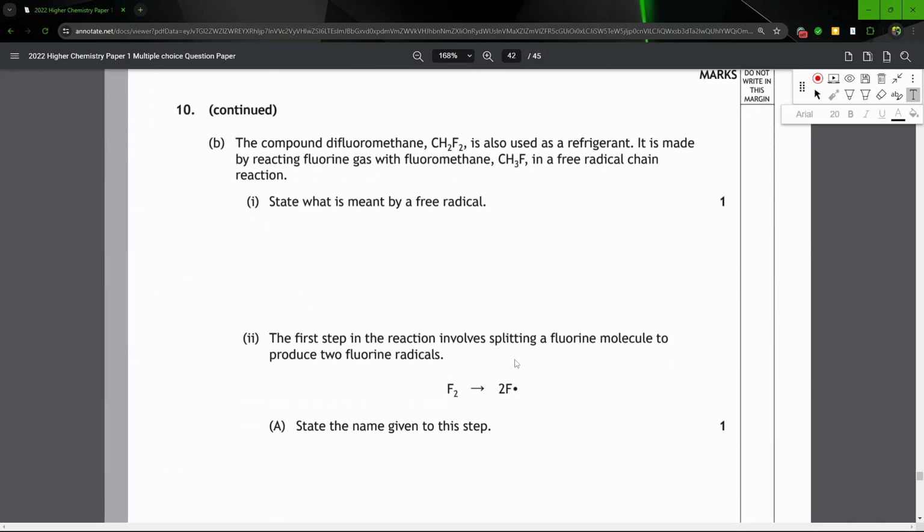Difluoromethane is also used as a refrigerant. It is made by reacting fluorine gas with fluoromethane in a free radical chain reaction. State what is meant by a free radical. That is a molecule, a particle, which could be an atom, with unpaired electrons.